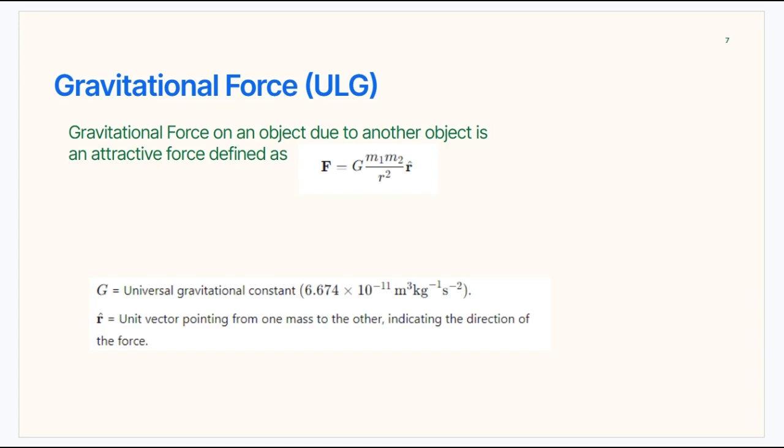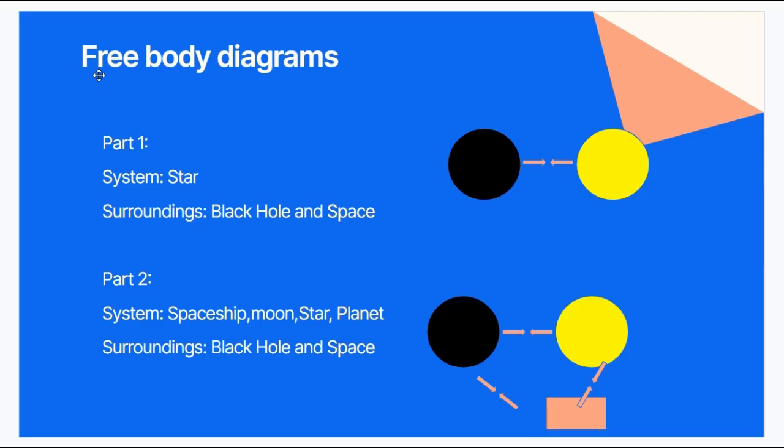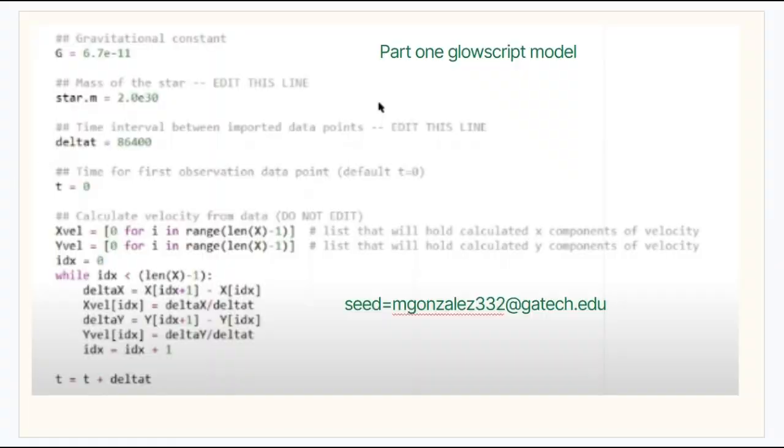The gravitational force on one object due to another object is described as F equals G m1 m2 over r squared times r hat. G is the universal gravitational constant, and r hat is the unit vector pointing from one mass to another. So here are the free body diagrams. Part 1 is where the system is just the star, and the surroundings are the black hole in space. You can see the only force acting here is the force of gravity pointing here. Part 2 is the spaceship, moon, star, planet, and the surroundings of the black hole in space. So the surroundings play a part on the spaceship and the sun, and then the sun and the spaceship play on each other.